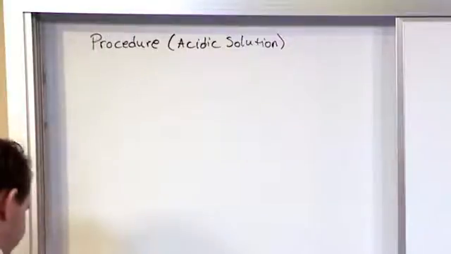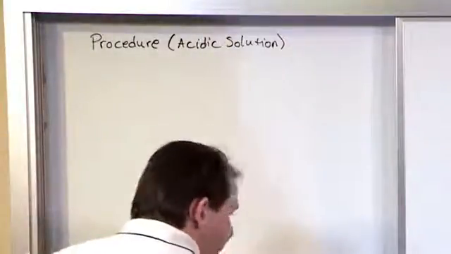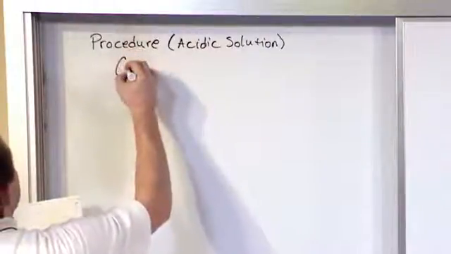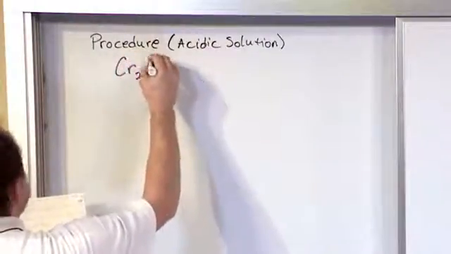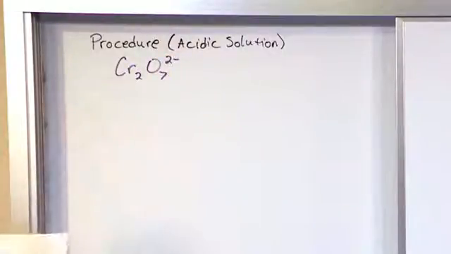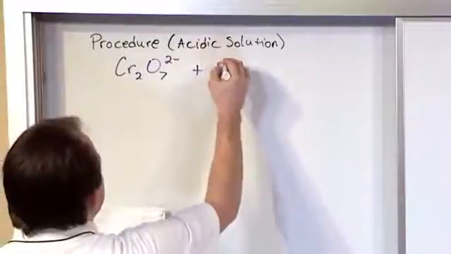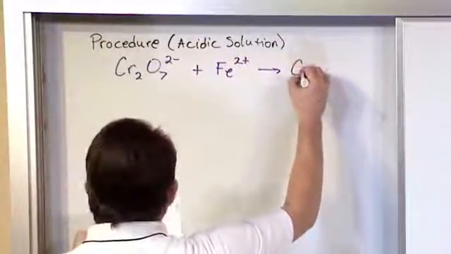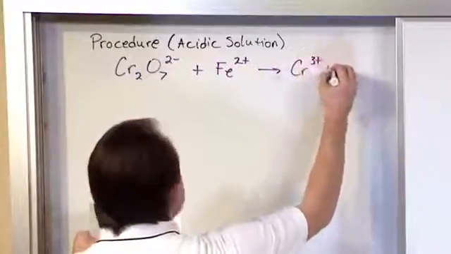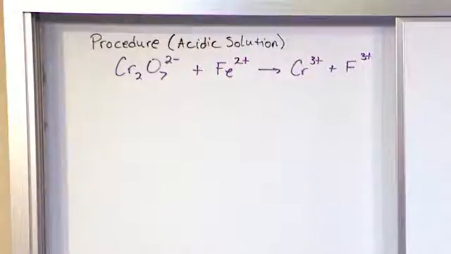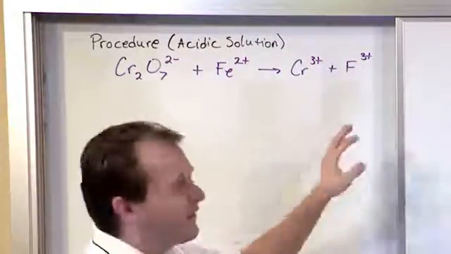All right, so the reaction is Cr2O7, an ion that has a charge of 2-. This is called a dichromate ion, plus iron with a charge of 2+. And it gives us chromium 3+ plus iron also 3+. So this reaction, as with all of these redox reactions, looks very simple.